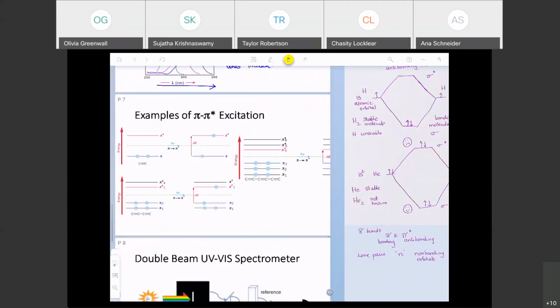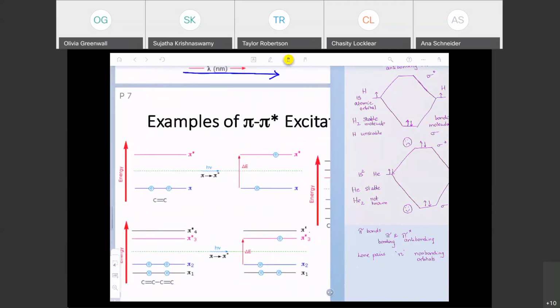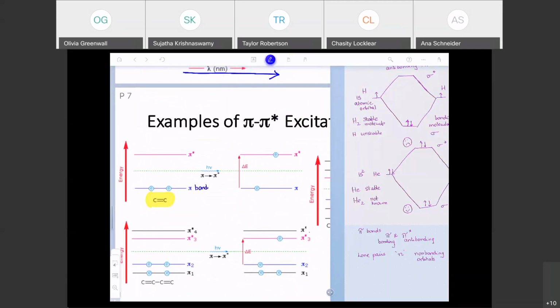Now, the onset, this looks confusing, so I'm going to take this stepwise. So we're going to start with this first one here, which is C double bond C. So it's a simple molecule with just one double bond. So it has one double bond and therefore has one pi and one pi star. This is your bonding. This is your anti-bonding. You hit this molecule with one double bond with light, what happens is one electron jumps from pi to pi star.